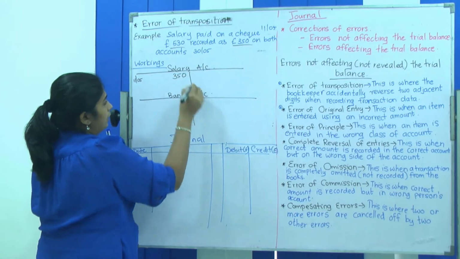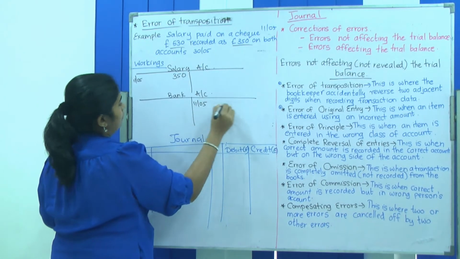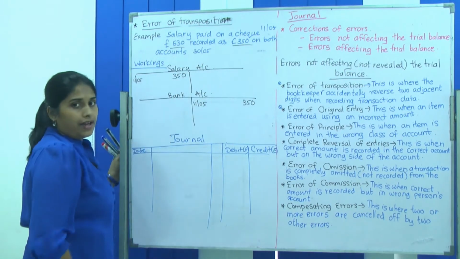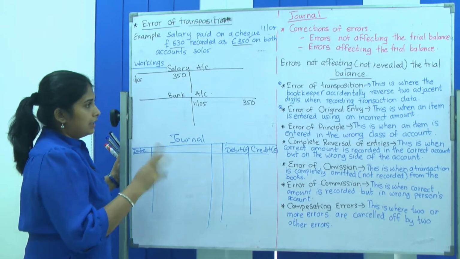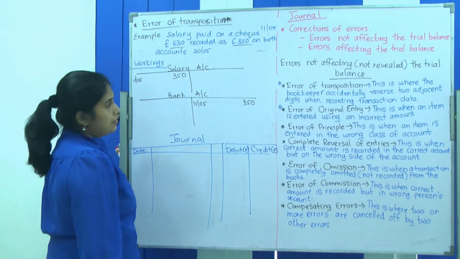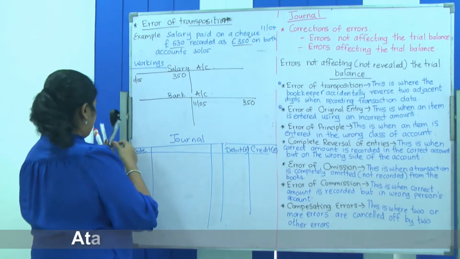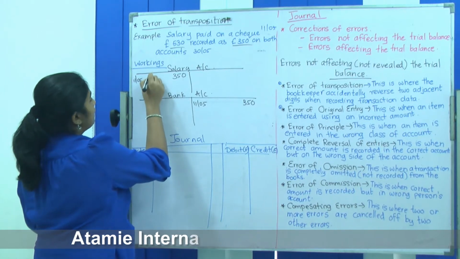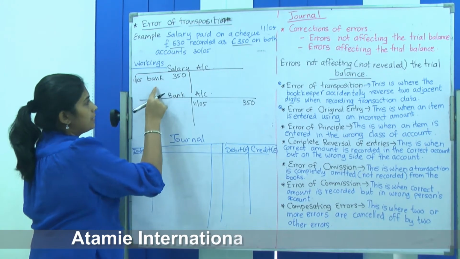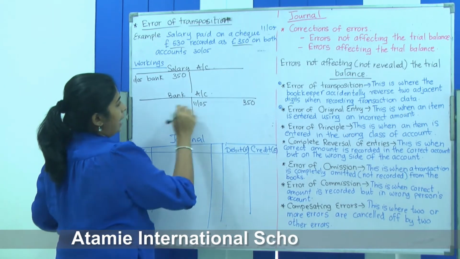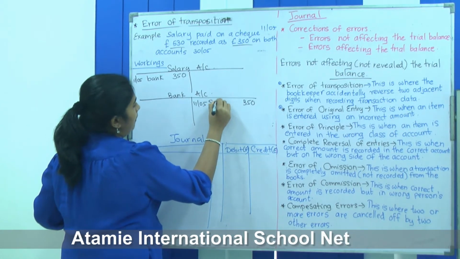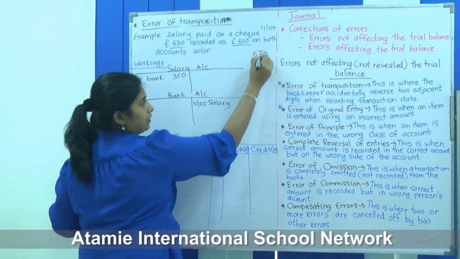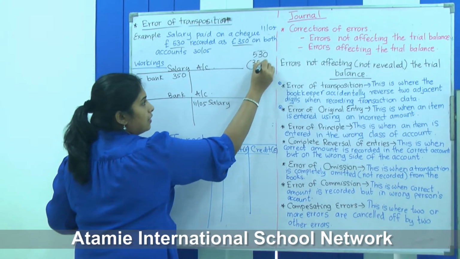That means they have recorded 350 on 11th May. Actually they have paid 530, but the bookkeeper accidentally reversed the adjacent digits and wrote 350. So this is the transaction, the way that the bookkeeper has recorded. He has debited the salary account and credited the bank account with 350. The actual amount is 530, but he has written 350.